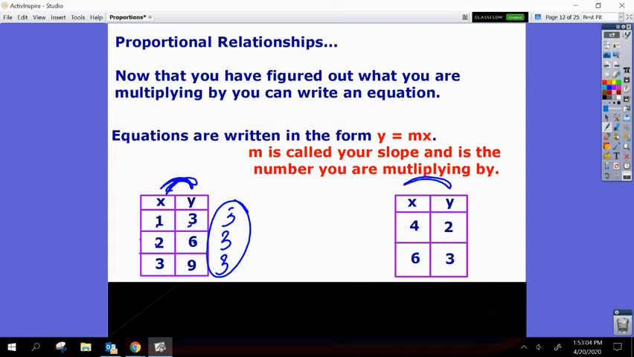Again, y divided by x, so it's 2 divided by 4, which you all know is 1/2 or 0.5. And then 3 divided by 6, which is the same thing, 0.5 or 1/2. So the constant of proportionality, you can either say is 0.5 or you can say is 1/2. Be ready for either of those answers.